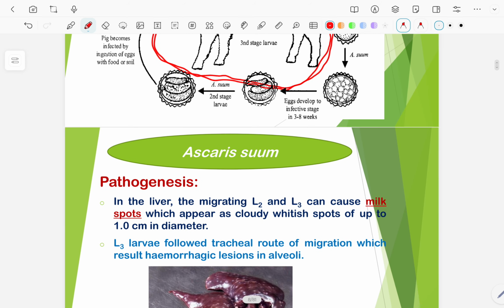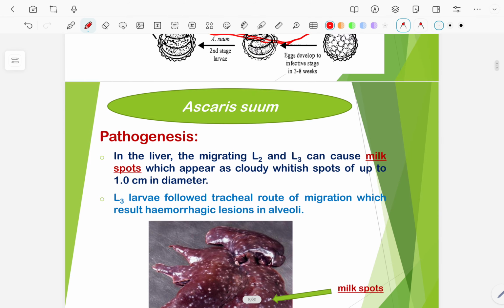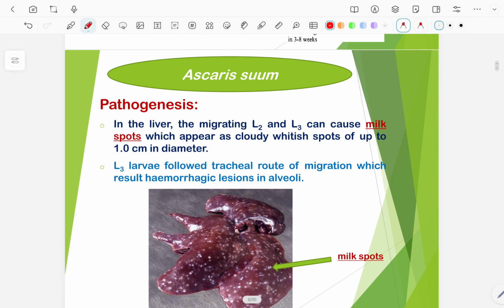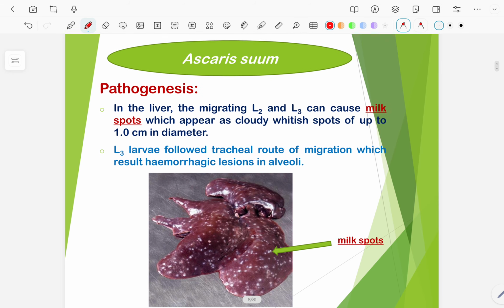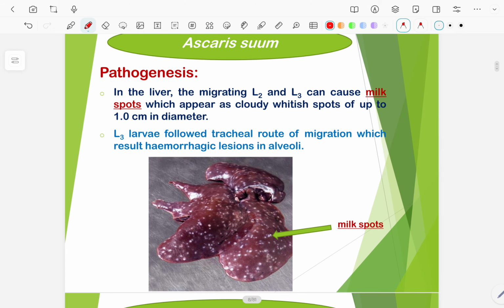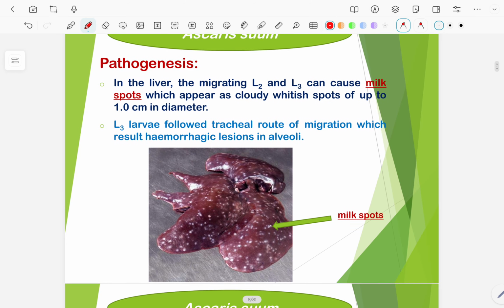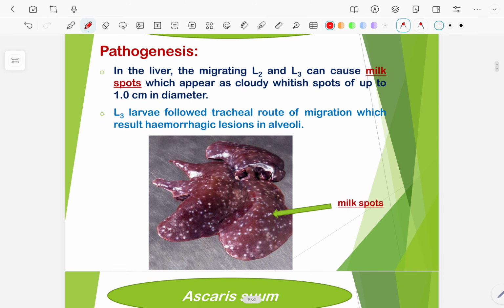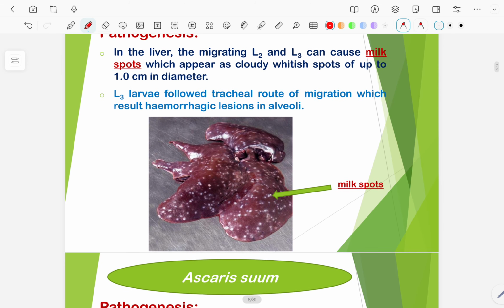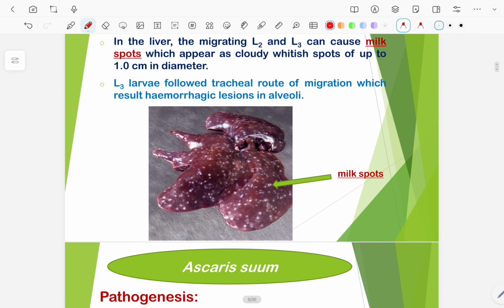Ascaris suum pathogenesis: in the liver, the migrating L2 and L3 can cause milk spots, which appear as cloudy whitish spots of up to 1 centimeter in diameter. L3 larvae follow the tracheal route of migration, which results in hemorrhagic lesions in the alveoli.